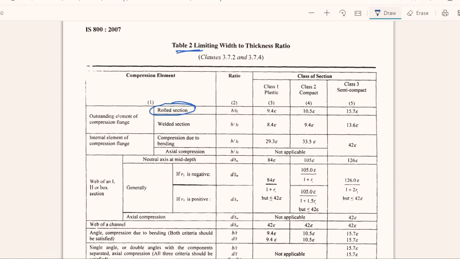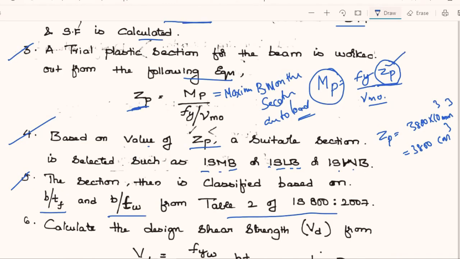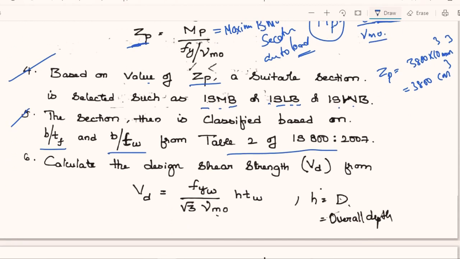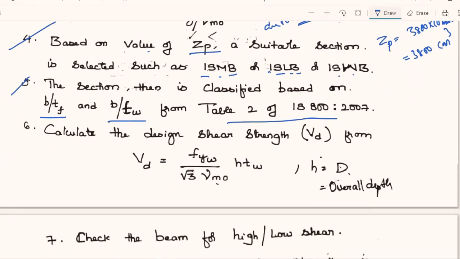This is what you need to check, these two values, B by TF and D by TW. So if it is less than 9.4 epsilon and less than 84 epsilon, if these two conditions are satisfied, it is a plastic section. If it is greater than these two values, you have to go for the second. You have to compare them accordingly. And now I have got the nature of the section. Of course, let us take this section is plastic or semi-compact, anything.